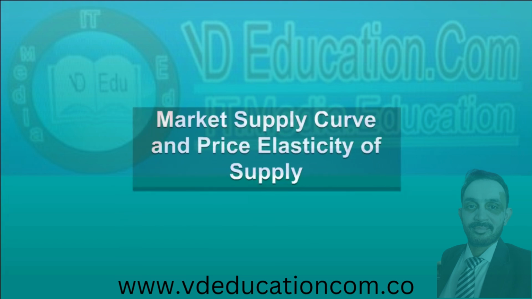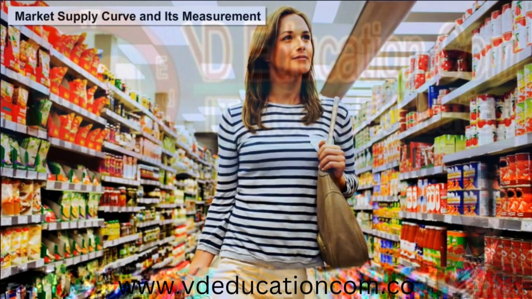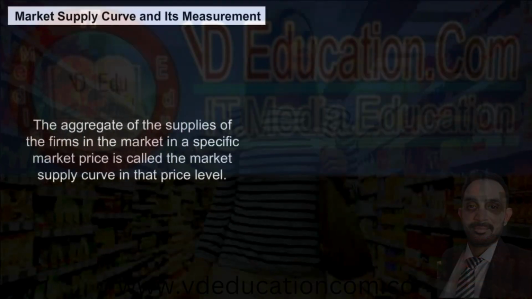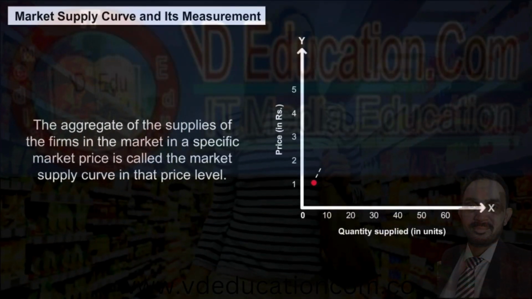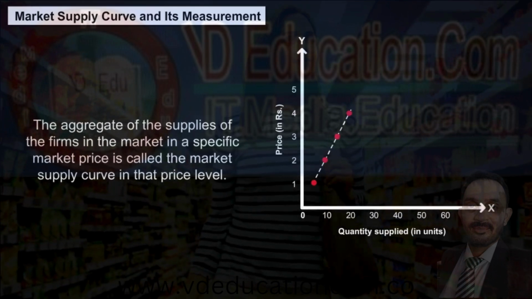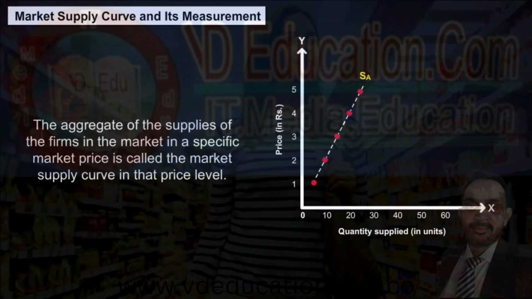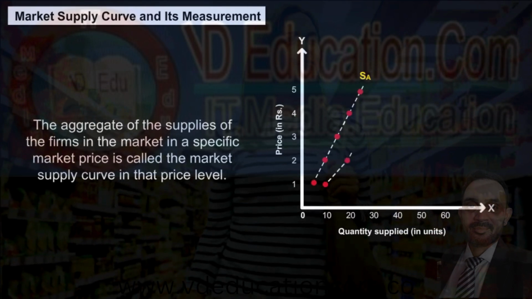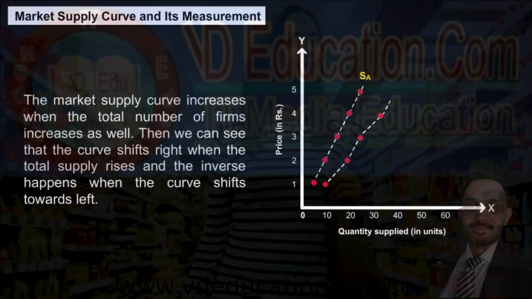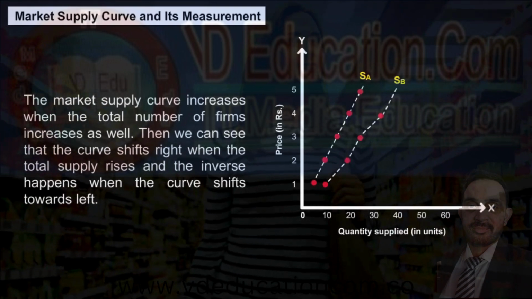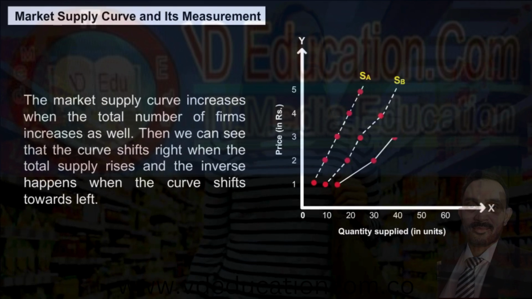Market supply curve and price elasticity of supply. Market supply curve and its measurement. The aggregate of the supplies of the firms in the market at a specific market price is called the market supply curve at that price level. The market supply curve increases when the total number of firms increases as well.